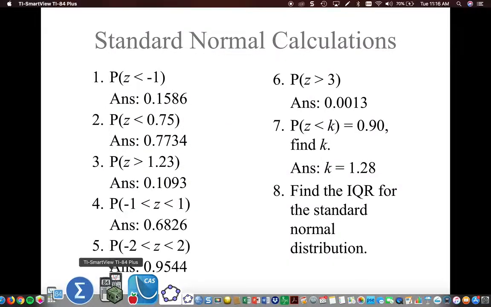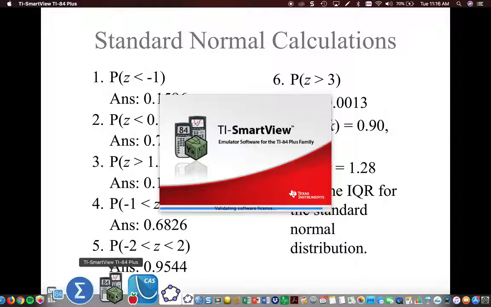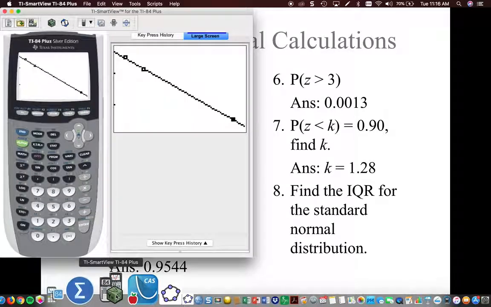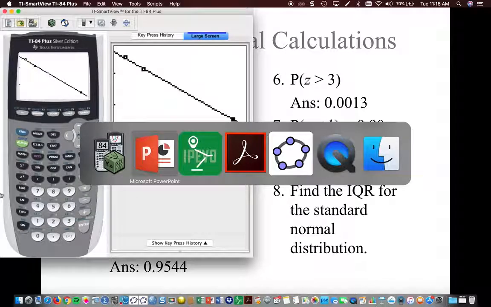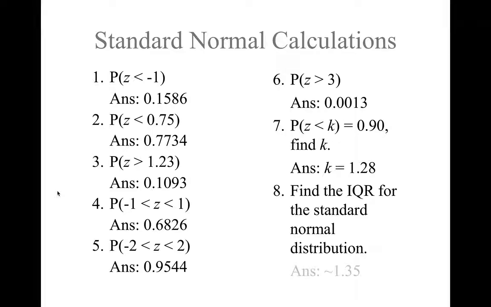Okay, and then I'll start it up again. Okay, so to find the 25th percentile, just put in 0.25 for the area. Okay, so now I want to go back to my PowerPoint, and I want to calculate a few other calculations.